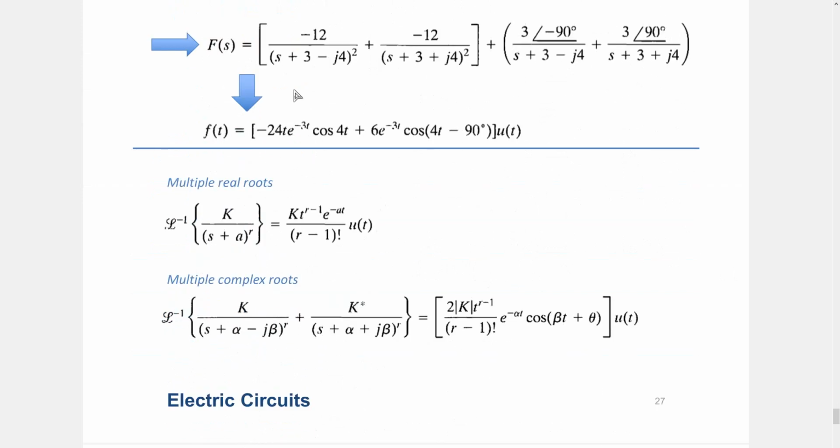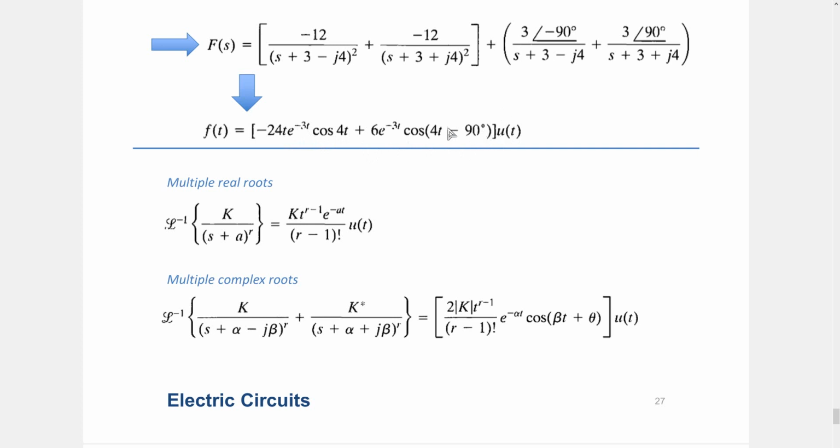So these terms can be reworked to transform back into time domain using the inverse Laplace transform as minus 24 times t times e to the minus 3t cosine 4t plus 6 times e to the minus 3t times cosine (4t minus 90 degrees) multiplied with unit step function.